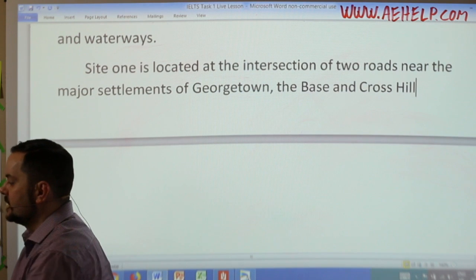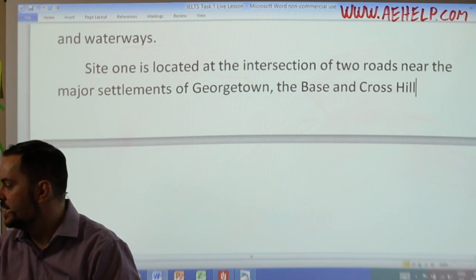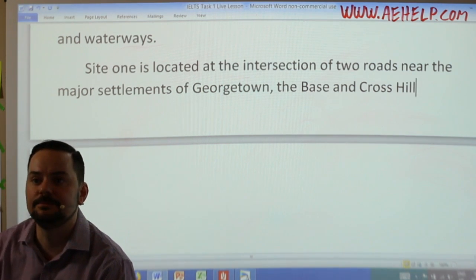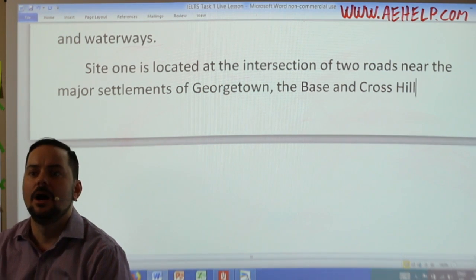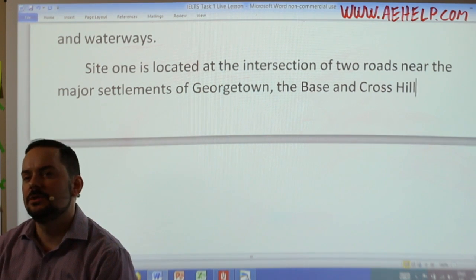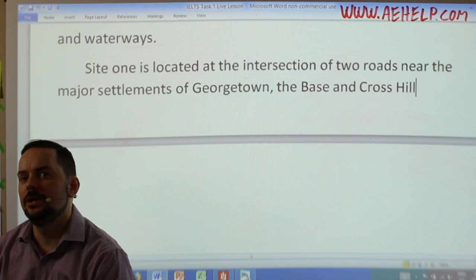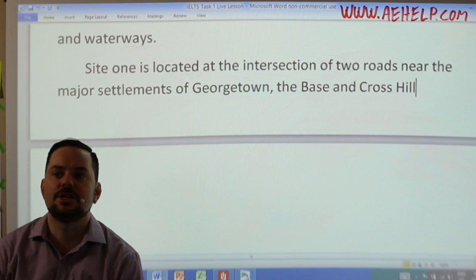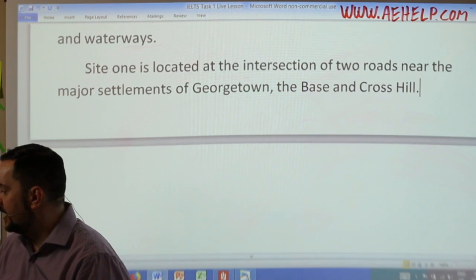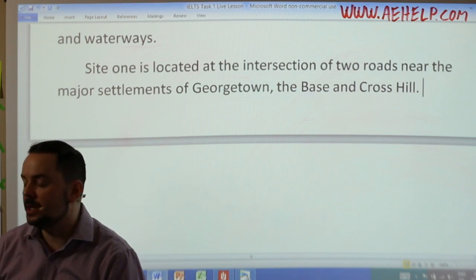So Site 1 is located at the intersection of two roads near the major settlement of Georgetown, the base, and Cross Hill. Okay. Ildar, using the word crossroads is going to be a little bit more tricky in this context, so I definitely suggest using the word intersection instead. Okay. All right.